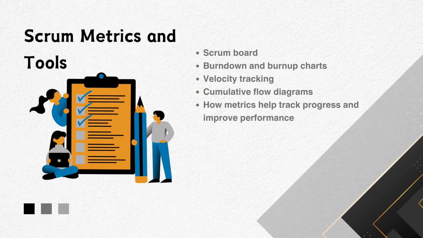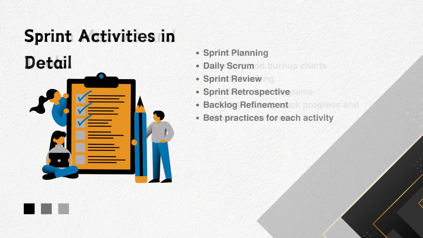Scrum metrics and tools. We'll cover important tools and metrics such as Scrum boards, burn-down charts, burn-up charts, velocity tracking, and cumulative flow diagrams. You'll learn how these help teams track progress and improve performance. Sprint activities in detail. We'll walk through each sprint activity: sprint planning, daily Scrum, sprint review, sprint retrospective, and backlog refinement, and talk about best practices and techniques.